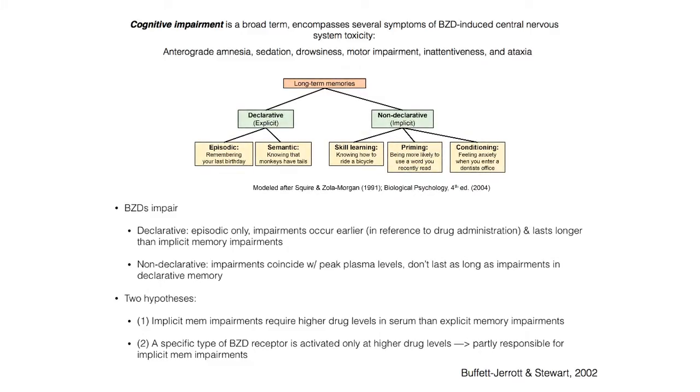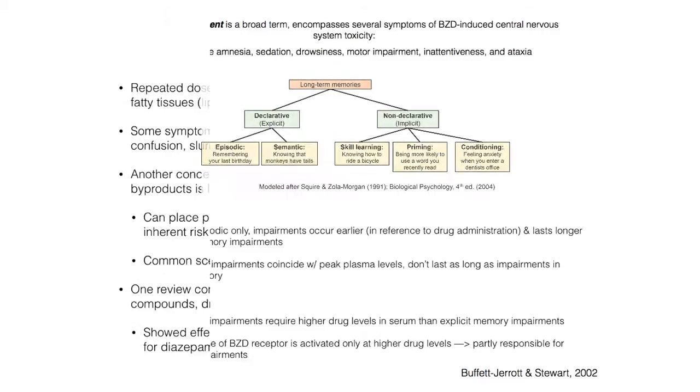The first is that these non-declarative memory impairments actually need this higher level of drug, and that's why they occur at that time. Another hypothesis is that there's a certain type of receptor that's actually activated at this higher level of drug, and that's needed for these additional implicit memory impairments.